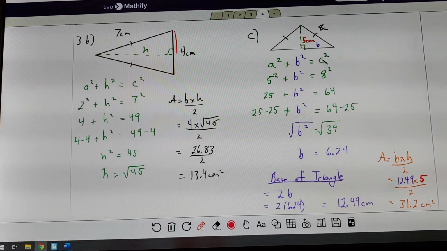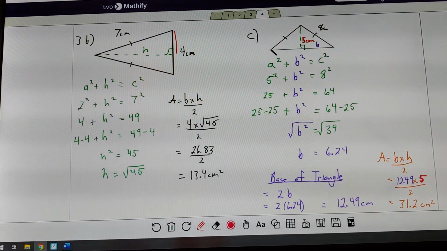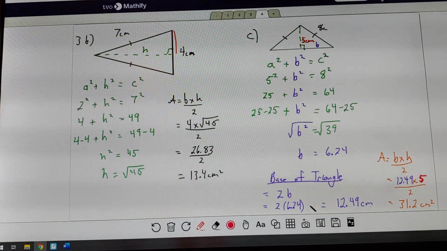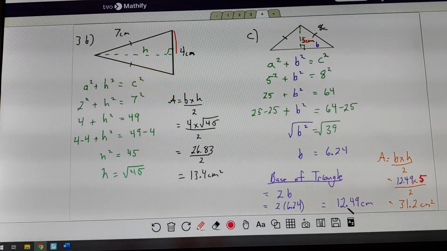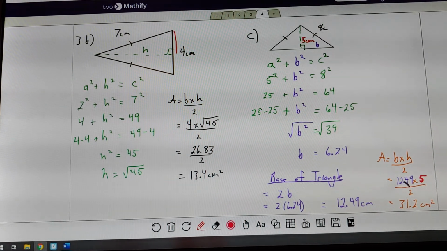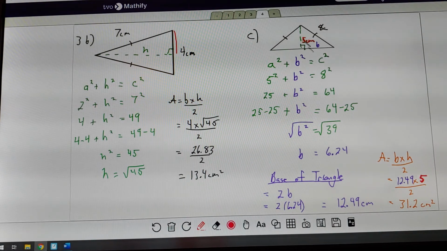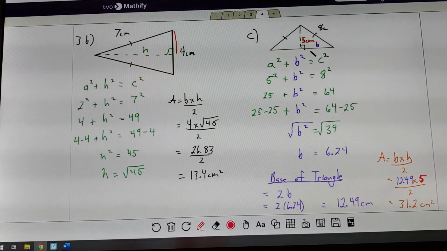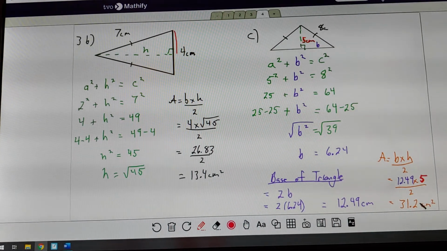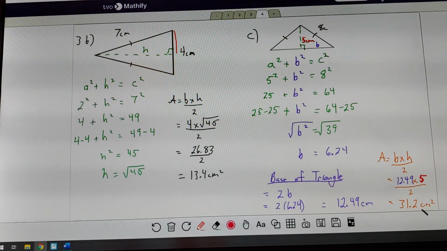Now, I want the entire length, so 2 times b is 6.24 times 2, 12.49. So that's the base. That goes right here. Okay, so 12.49 times the height, which they gave us of 5. That's why they're both in red. Run that all through your calculator, and you get 31.2 centimeters squared.